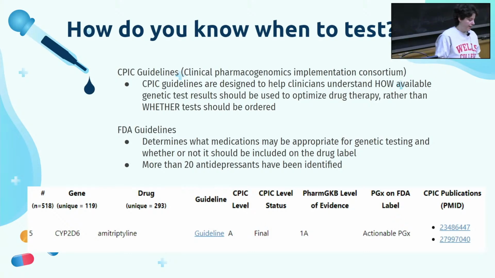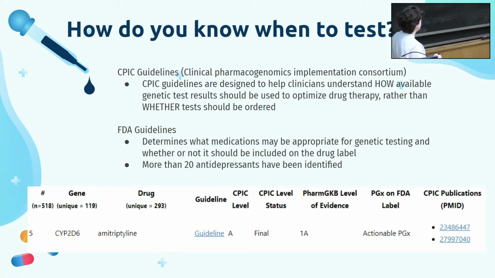And on the bottom, you can just see this is a screen grab from the CPIC website. All of this is public knowledge, by the way. You can just get on the FDA website or the CPIC website and pull all of this up. It'll tell you the gene, CYP2D6, and the drug, amitriptyline. It'll tell you the guideline, so that's what you do based on the pharmacogenomic report. Your CPIC level, which I'll go over on the next slide, and whether it's actionable or not.